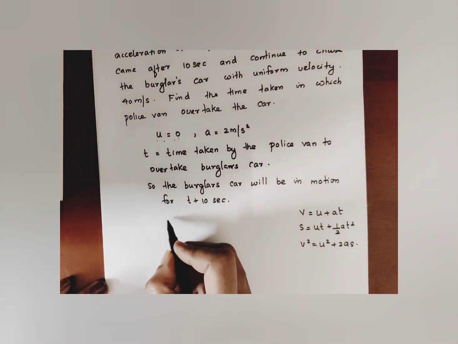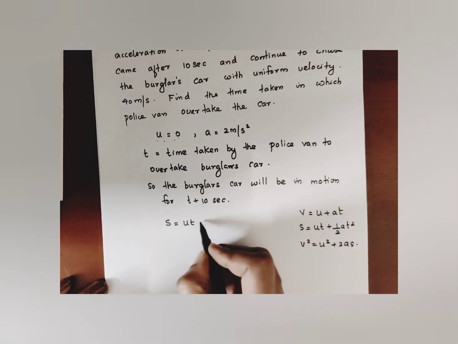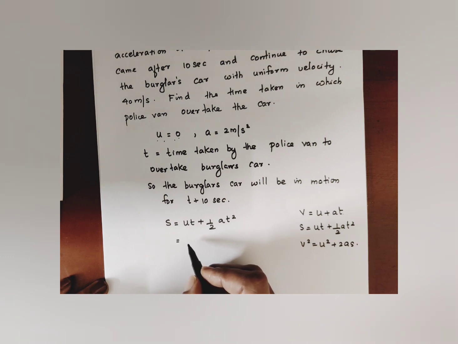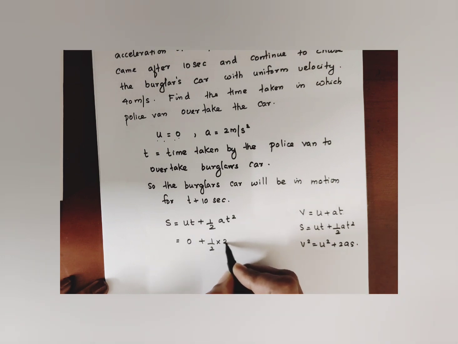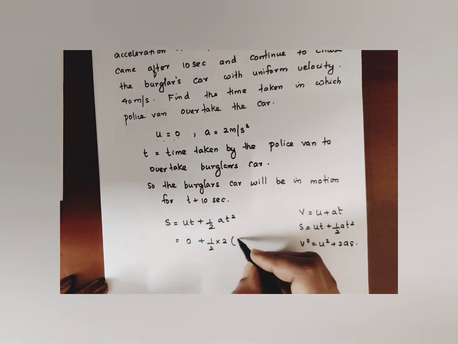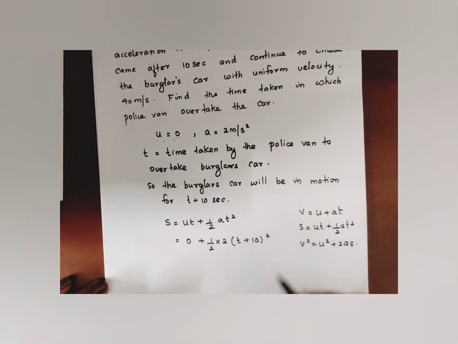So for the second equation you have s is equal to ut plus half at squared. Here u is equal to 0, and half into a is equal to 2. The burglar's car will be in motion for t plus 10 seconds, so you have to substitute t plus 10 whole squared, which is t squared plus 20t plus 100. So this is the first equation.